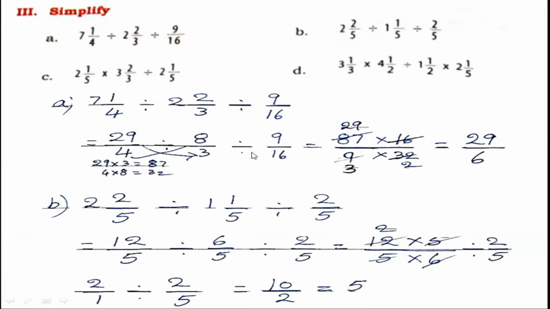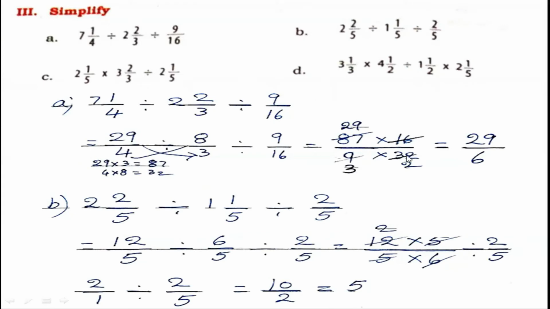Question 3. Simplify A bit, 7 1 by 4 divided by 2 2 by 3 divided by 9 by 16. That is equal to 29 by 4 divided by 8 by 3, again divided by 9 by 16. So 29 by 4 divided by 8 by 3, we are doing cross multiplication. That is 29 into 3 equal to 87. 4 into 8 is equal to 32. So here 87 into 16 by 9 into 32.